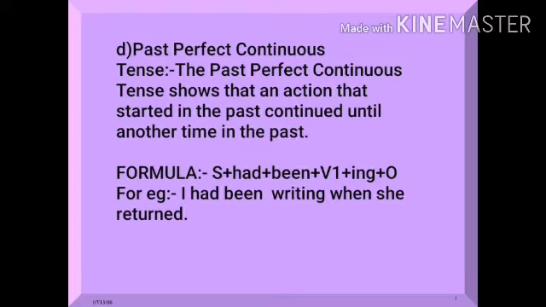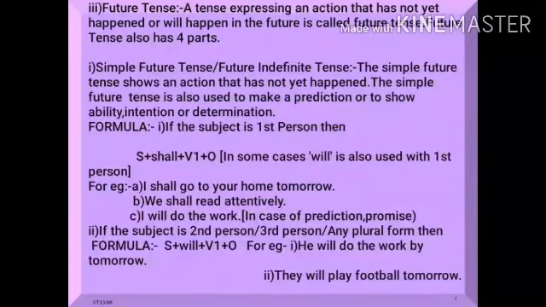Now future tense. A tense expressing an action that has not yet happened or will happen in the future is called future tense. Students, again I am repeating, a tense which expresses that an action has not yet happened or will happen in the future is called future tense. So future tense also has four parts. First, simple future tense or future indefinite tense. The simple future tense shows an action that has not yet happened. The simple future tense is also used to make a prediction or to show ability, intention or determination.